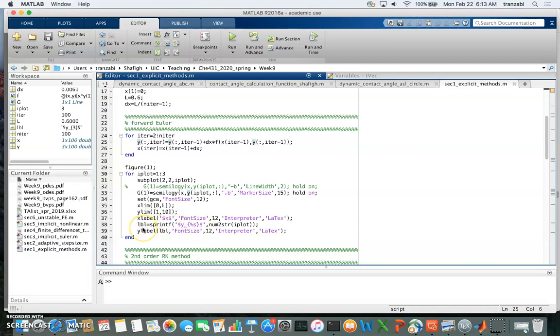For x label, I'm using the italic x, and I italicize it using the interpreter LaTeX. So if you do that, then it actually italicizes your x value. And then I also make a label for my y. I create a label using this string print function. And I again italicize it using the interpreter LaTeX. I think that's the end of it.